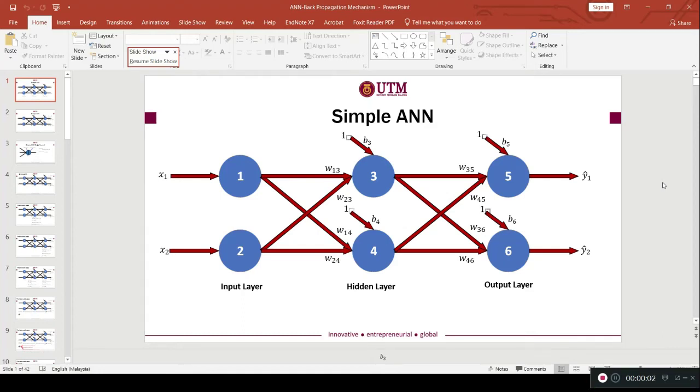Now let's discuss this example. I call it a simple artificial neural network. I think this slide is not in the first slide note, so it's in the second slide note. Hope you can open the second slide note. It's related to the second slide note. Okay.